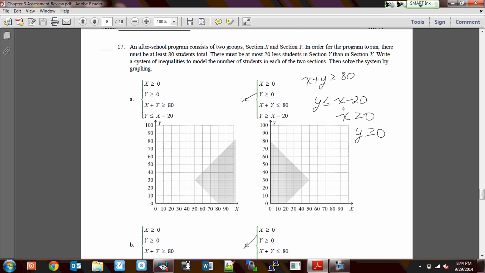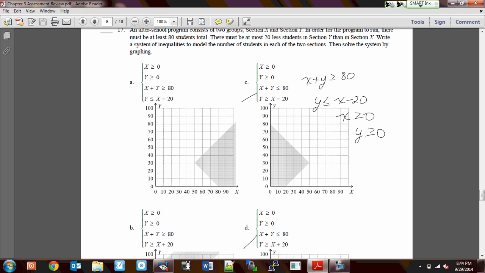Let's check for this one. Oops, I got to scroll down a little bit to see letter B. As you can see, let me recross out these 2. As you can see, Y is less than or equal to X minus 20. This says Y is greater than X minus 20. So B is out, so the only one left is A. So 17 is A. We can check the graph.